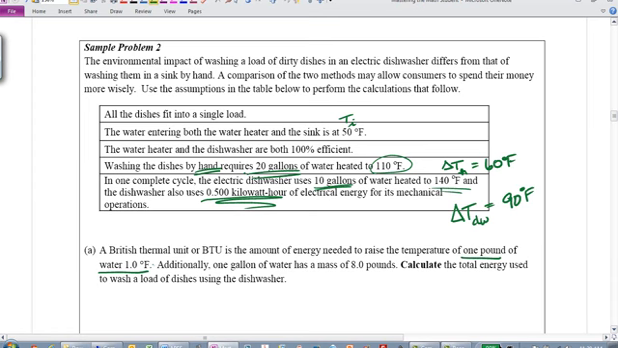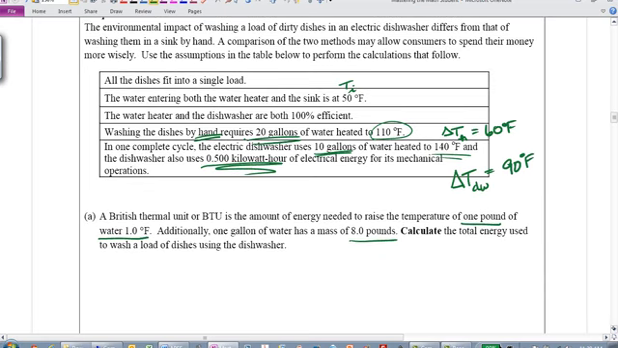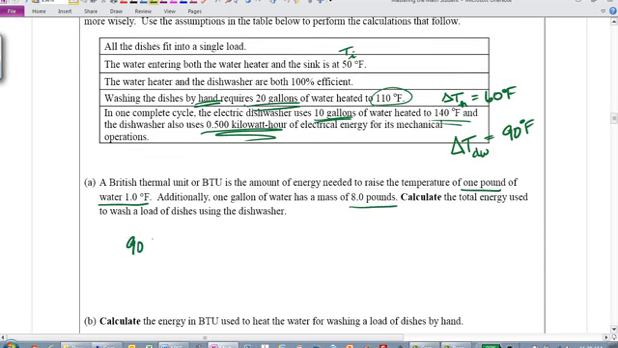Additionally, 1 gallon of water has a mass of 8 pounds. So they just gave me some good conversion factor fodder there. And then calculate the total energy used to wash a load of dishes using the dishwasher. So I'm talking dishwasher here. So I take my 90-degree temperature change and kind of get started with that.